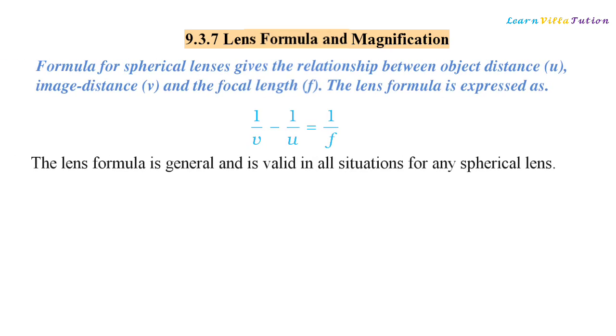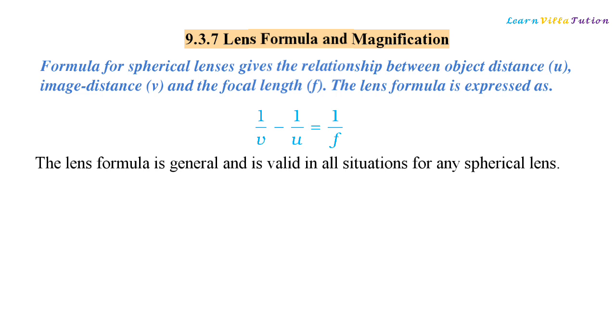Lens formula and magnification. The formula for spherical lenses gives the relationship between object distance u, image distance v, and the focal length f. The lens formula is expressed as 1 upon v minus 1 upon u is equal to 1 upon f. The lens formula is general and is valid in all situations for any spherical lens.